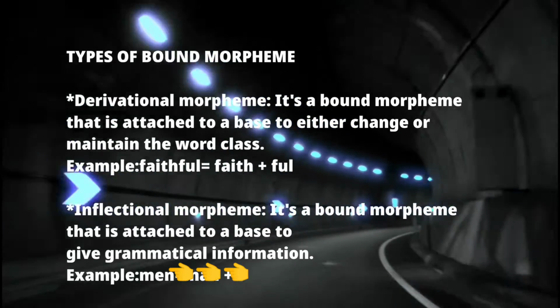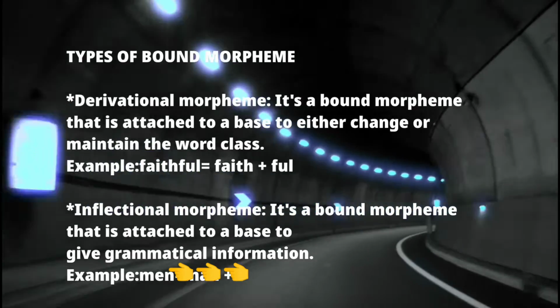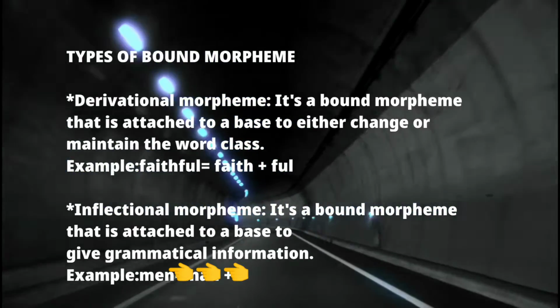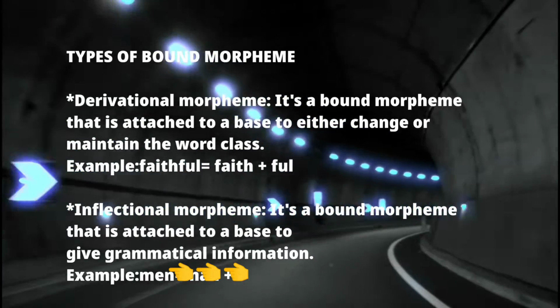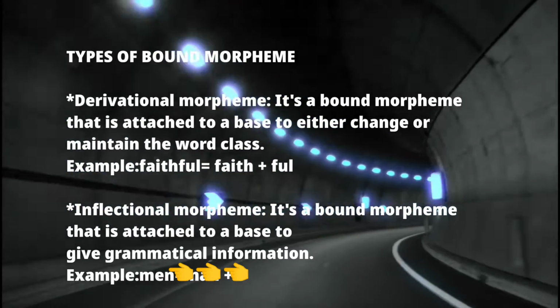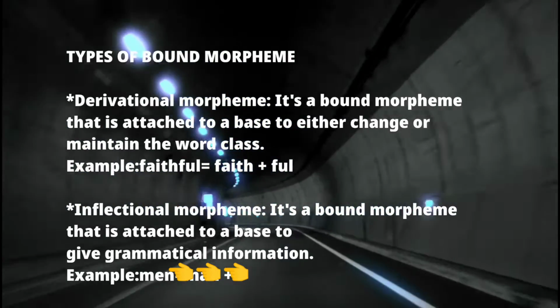In a similar vein, when a bound morpheme is attached to a base to give grammatical information, that morpheme is termed an inflectional morpheme. An example is man plus plural marker giving you men.